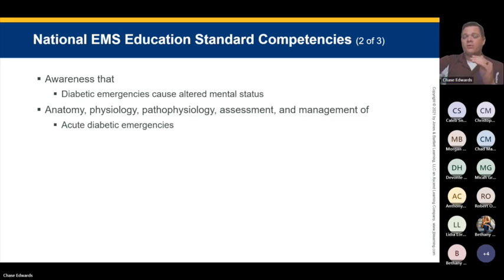So the most important thing is the awareness that diabetic emergencies can cause altered mental status. Just keep it in your head that whenever I have a patient with altered mental status, but I don't see any obvious reason for it, then automatically start thinking about diabetic patients. So making sure that as part of your assessment, you get a CBG and so on and so forth, right? That CBG is very important for your altered patients.